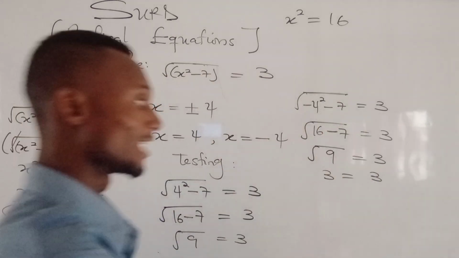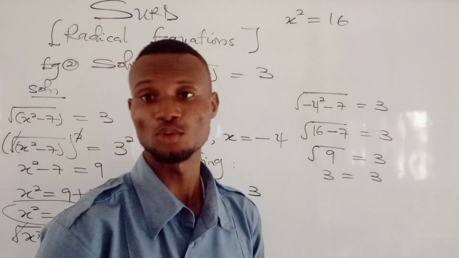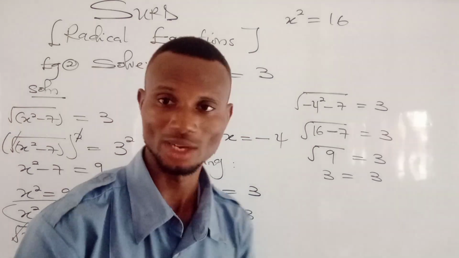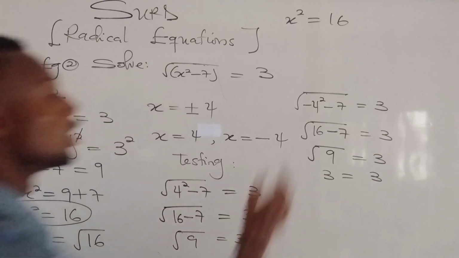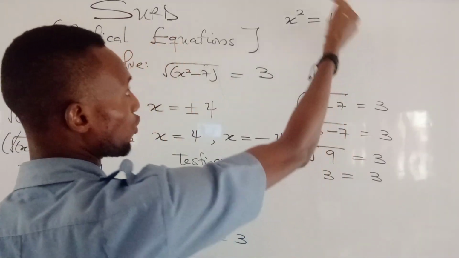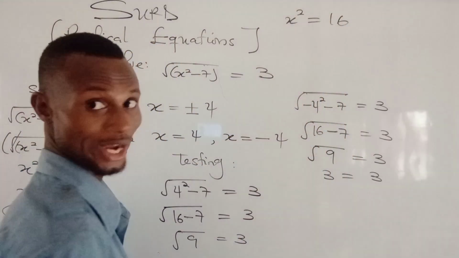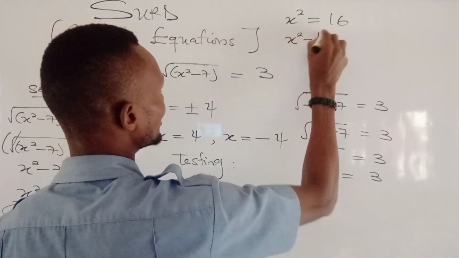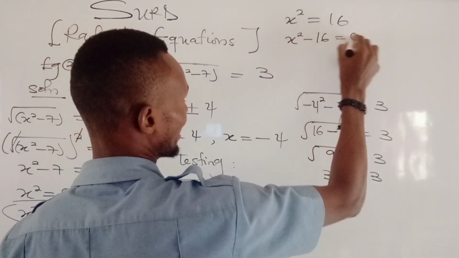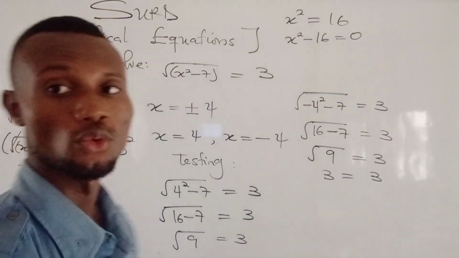But actually we are done. We've gotten the answers, but I just want to show you another way that you can handle this without taking the square root of both sides. What you can do is that this 16 will move to join the s squared. So we are going to have s squared minus 16 equals what we left here, which is 0.